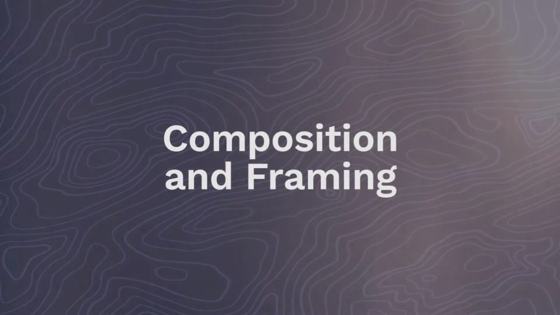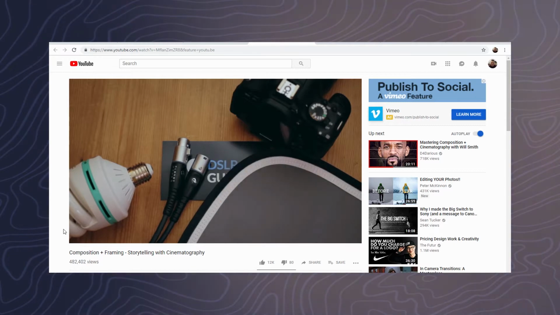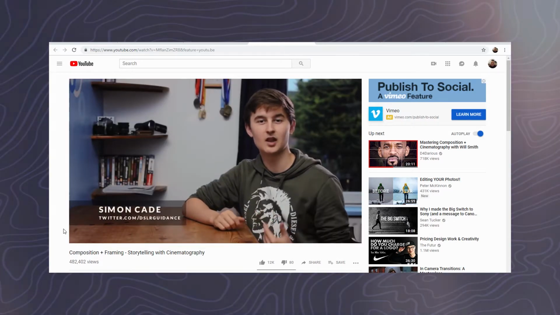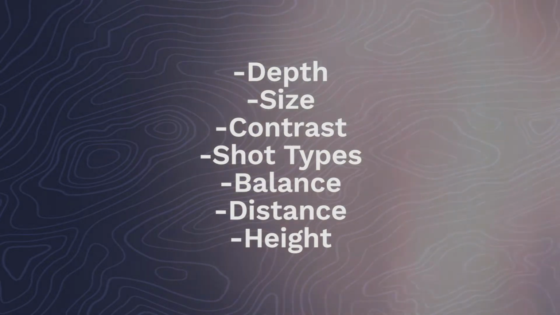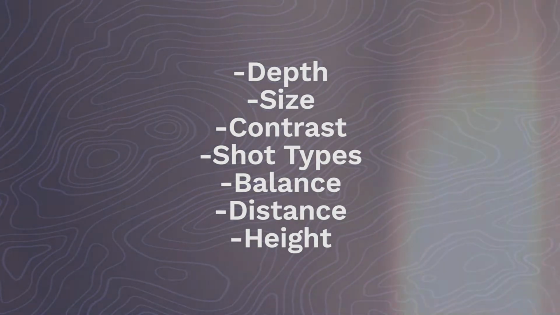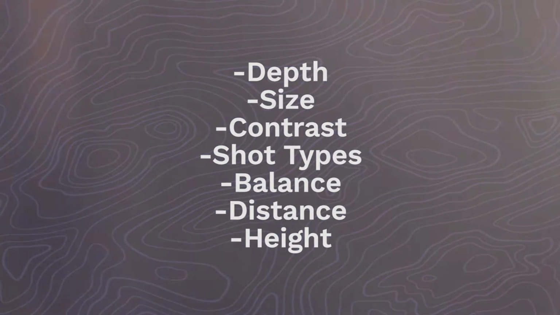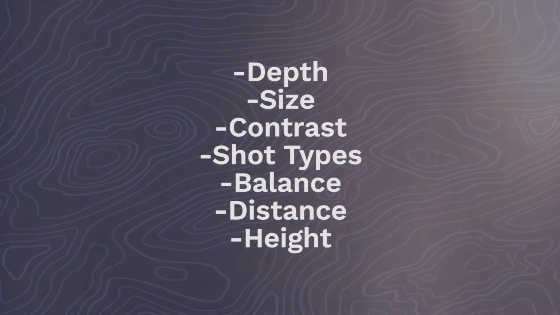Composition and framing is also very vital to having good shots. Rather than trying to explain everything to consider, I would rather you take some time to watch this short tutorial and take notes on the following items to consider before shooting. Depth, three-dimensional versus flat. Size, within the frame. Contrast, not just color. Shot types, wide to close. Balance, framing guides, rule of thirds, headroom, level horizons, looking room.